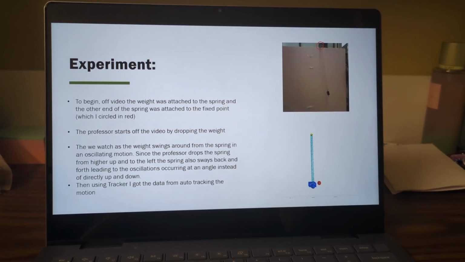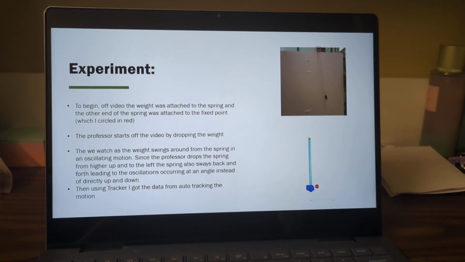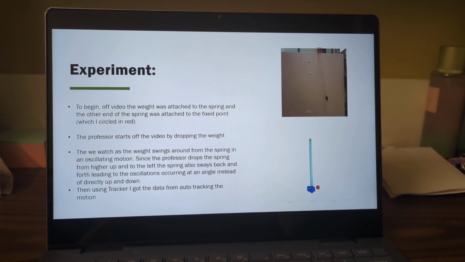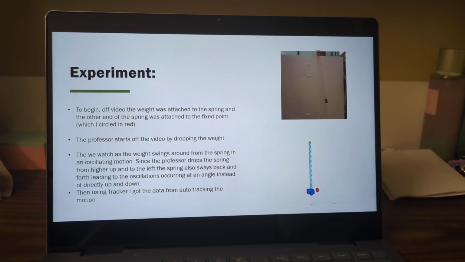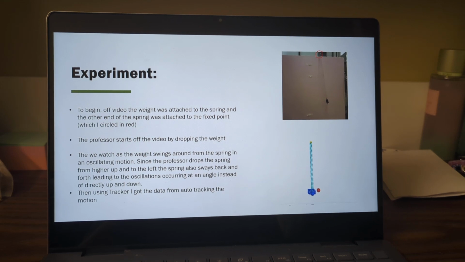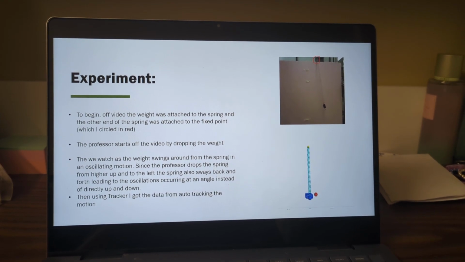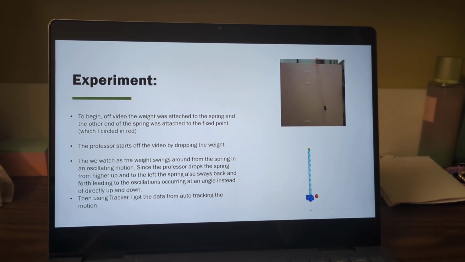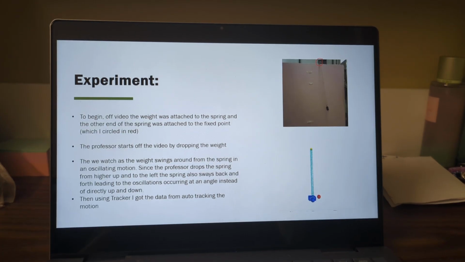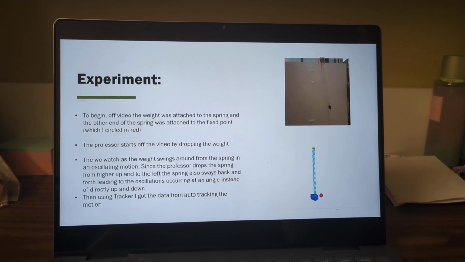Experiment. To begin, the weight was attached to the spring, and the other end of the spring was attached to the fixed point, which I included in red. The professor starts off the video by dropping the weight. Then we watch as the weight swings around from the spring in an oscillating motion. Since the professor drops the weight from higher up and to the left, the spring also sways back and forth, leading to the oscillations occurring at an angle instead of directly up and down.